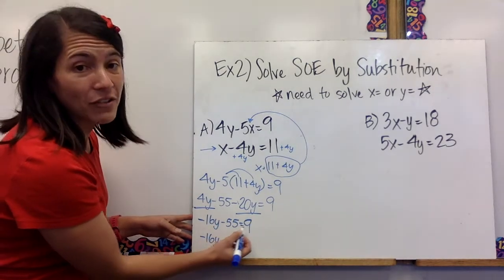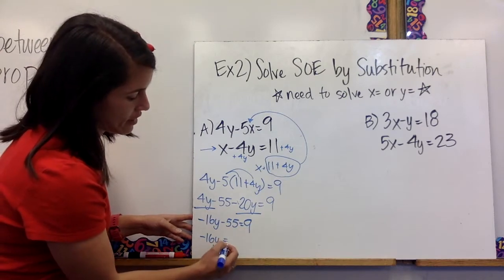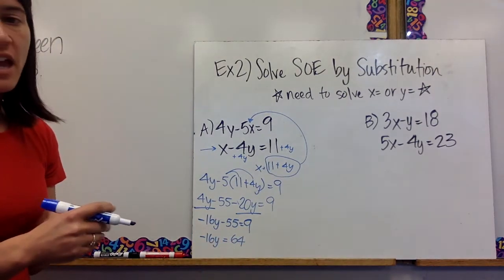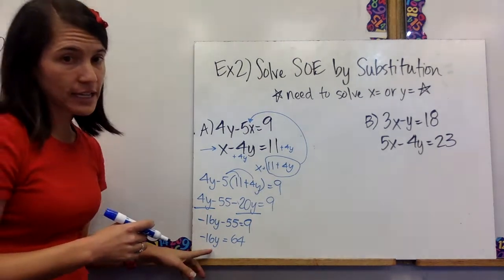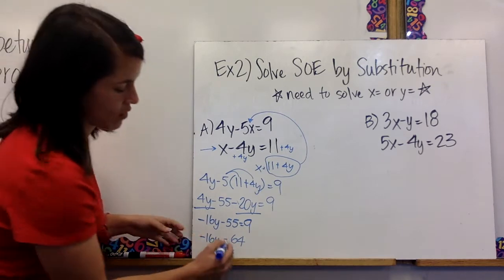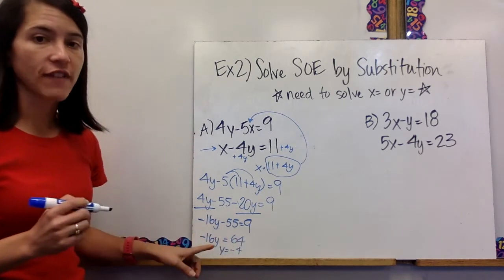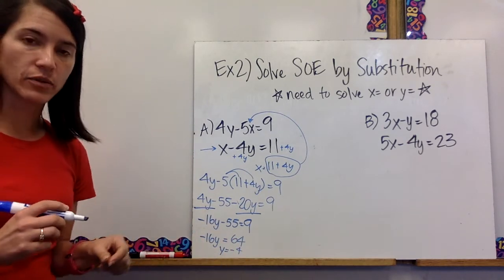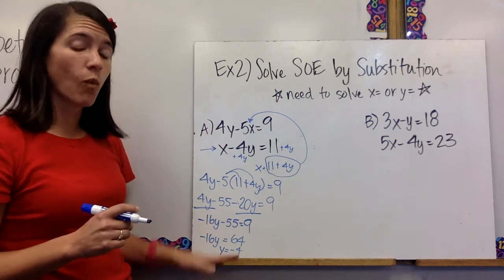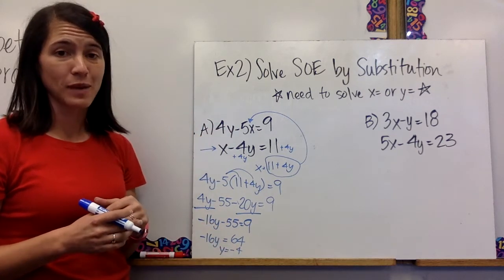I'm going to add 55 to both sides, and I get 64. And I'm going to divide both sides by negative 16, and y is equal to negative 4. That long process was only half of my ordered pair.